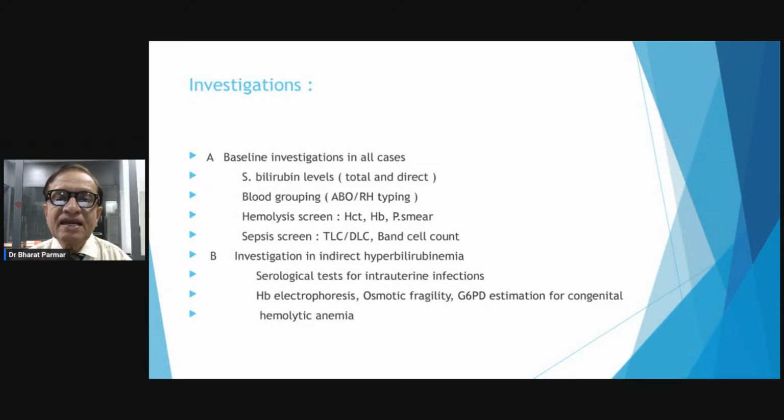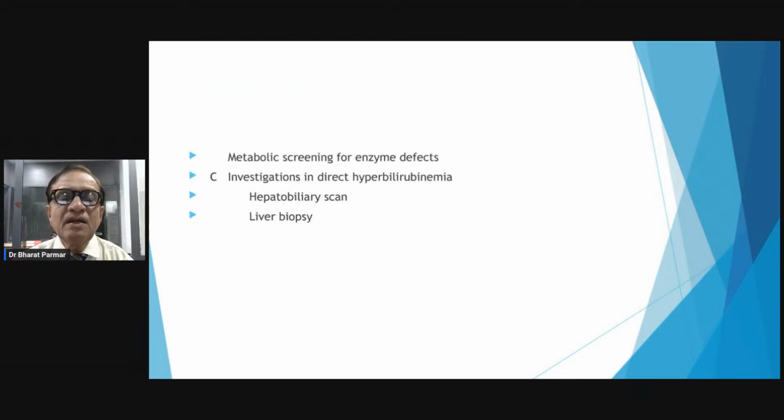Investigation in indirect hyperbilirubinemia includes a serological test for TORCH infection, intraocular infection, hemoglobin electrophoresis for thalassemia major, osmotic fragility, G6PD estimation in congenital hemolytic anemia, and metabolic screening for an enzyme defect. The investigation in direct hyperbilirubinemia includes a hepatobiliary scan and liver biopsy.